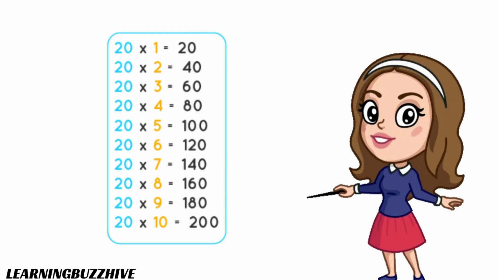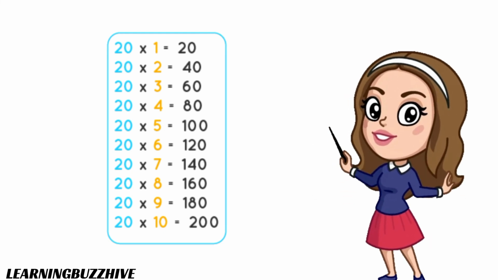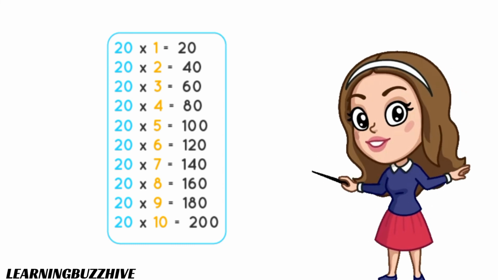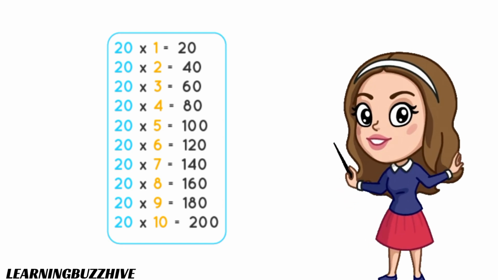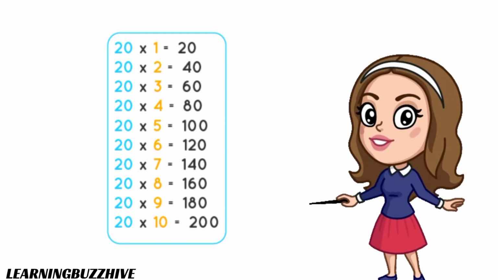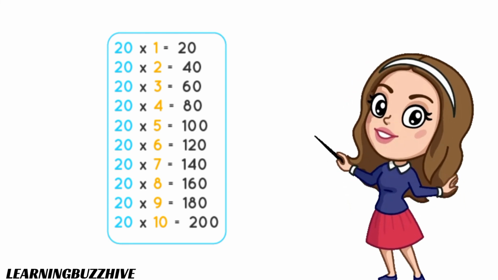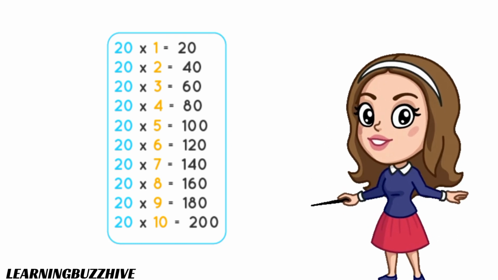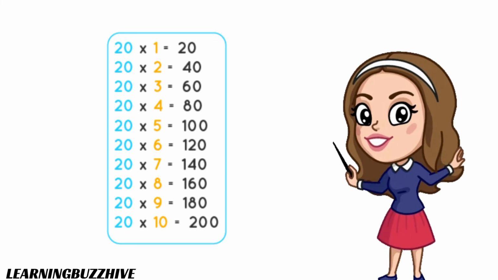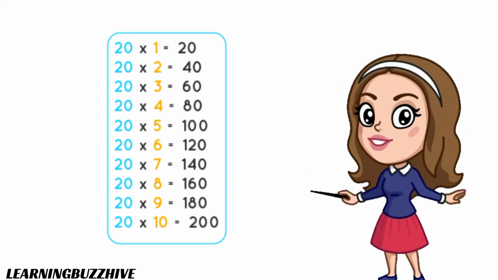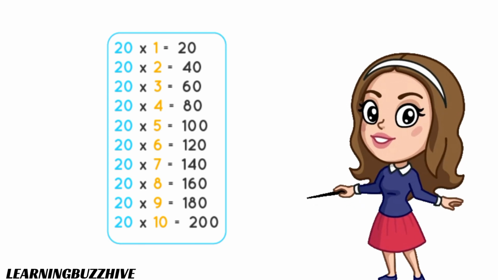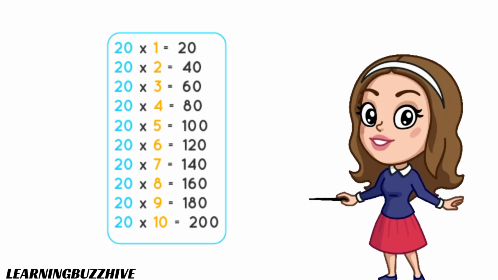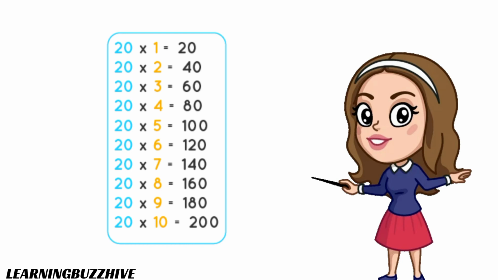20 ones are 20, 20 twos are 40, 20 threes are 60, 20 fours are 80, 20 fives are 100, 20 sixes are 120, 20 sevens are 140.